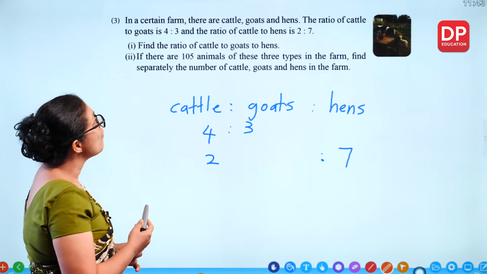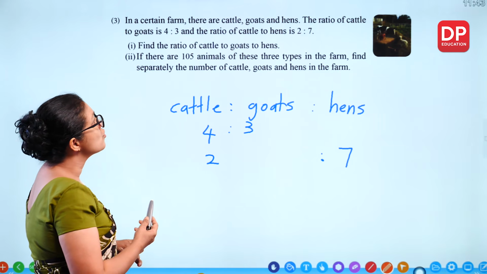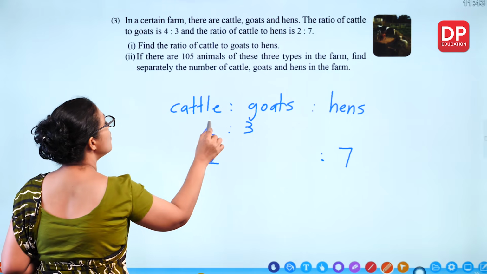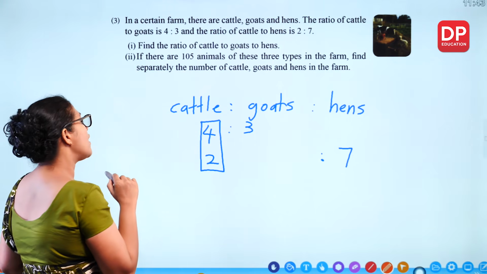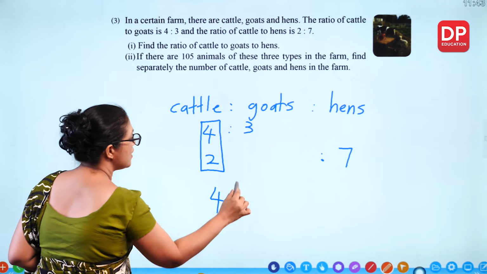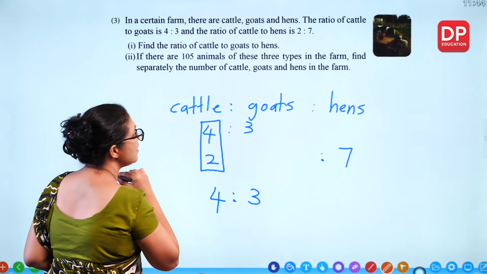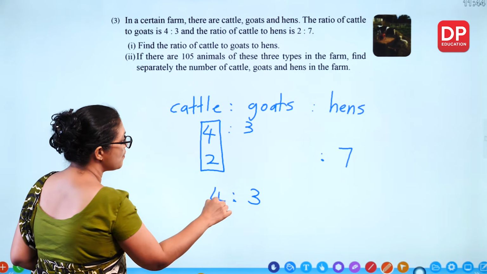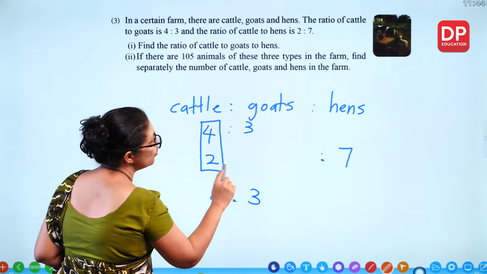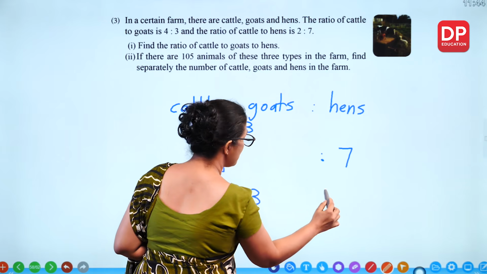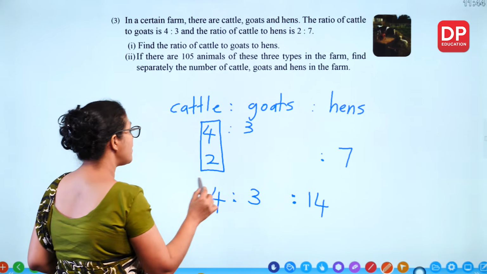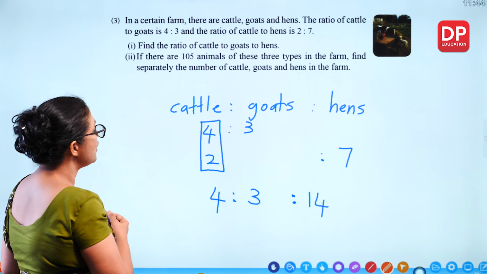First part, find the ratio of cattle to goats to hens. That means the combined ratio. Now, for this one you have to find the lowest common multiple. That's 4. So we are not changing this. That's 3. 2 becomes 4 by multiplying by 2. So you have to do the same thing. 2 times 7, that's 14. So what's the combined ratio? 4 to 3 to 14.